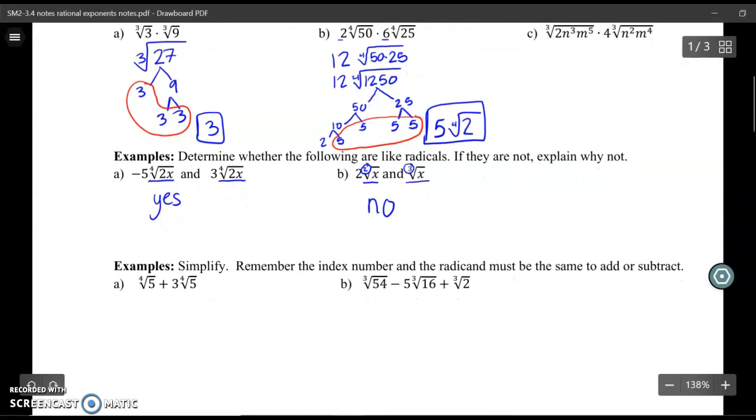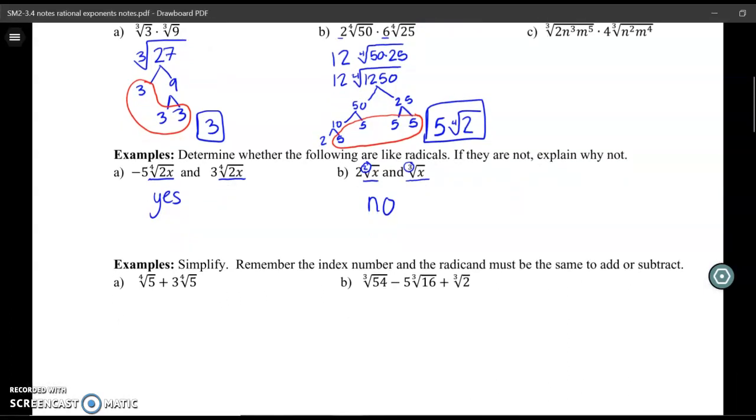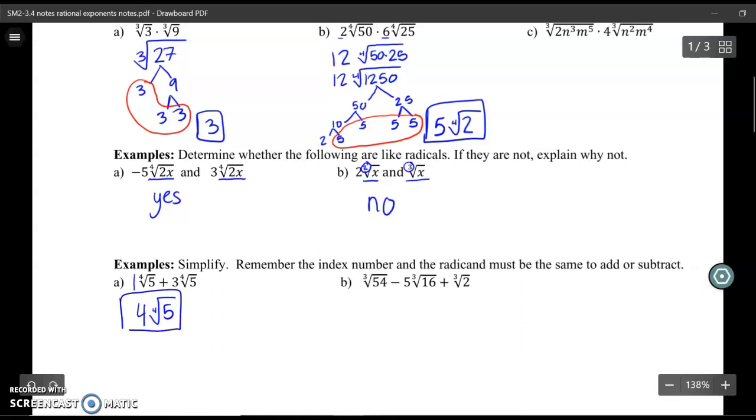So remember that if the index number and the radicand are the same, then we can add the radicals together. So in A, we have the 4th root of 5 plus 3 4th root of 5. So my radicals are the same because the index is both 4 and the radicand is 5. So what I'm going to do is I'm going to add the numbers in front of the radicals. Remember that there's a 1 in front of this first radical. So I end up with 4 4th roots of 5. Okay.